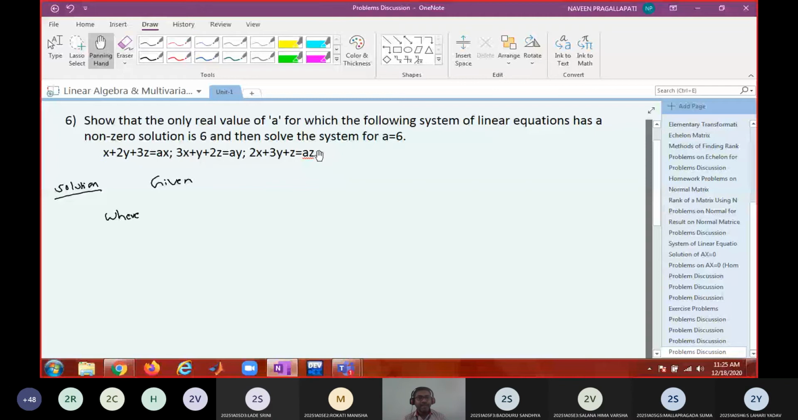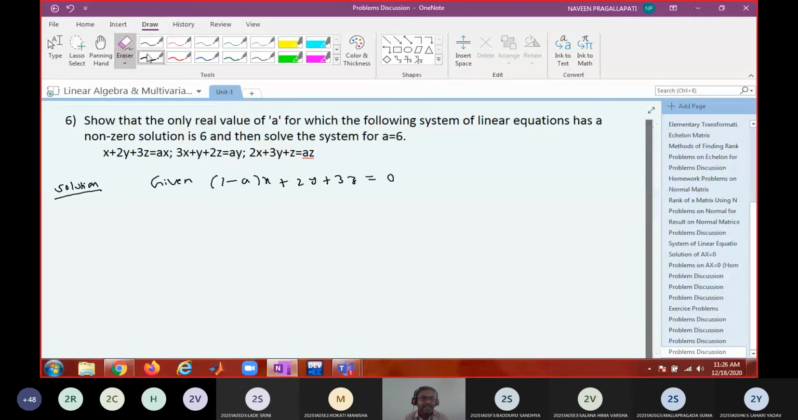x, y, z are variables. So what you have to do, you take all variables on the left hand side. You take all constants on the right hand side. So I have to rewrite this system as, when you take ax on the left hand side, (1 minus a) times x plus 2y plus 3z. That is the actual system of linear equations, right?